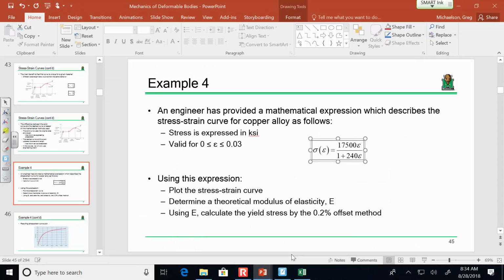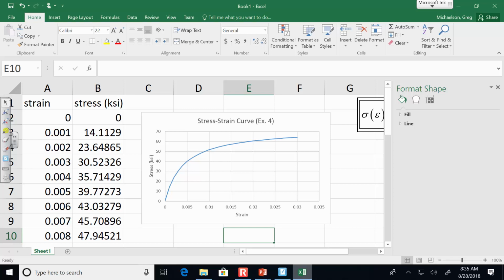Now, plot the stress strain curve, okay? Then it says determine a theoretical modulus of elasticity. Okay? So remind me, what is the modulus of elasticity? Like, tell me what it is. It's the slope of that line, and so you're looking ahead a little bit. Remember, it's the slope of that linear region, right? The problem is we don't really have a linear region on this curve. It doesn't really exist, okay? All we've got is this nonlinear curve.